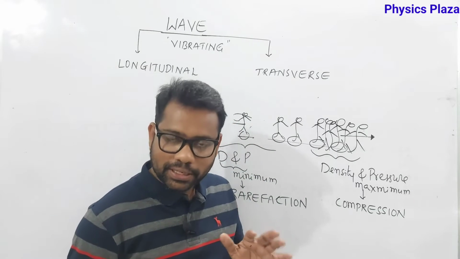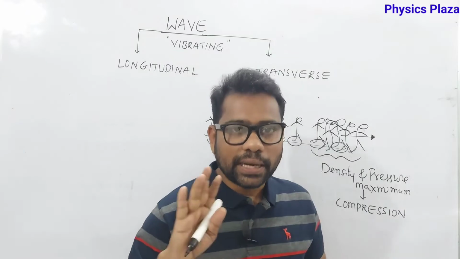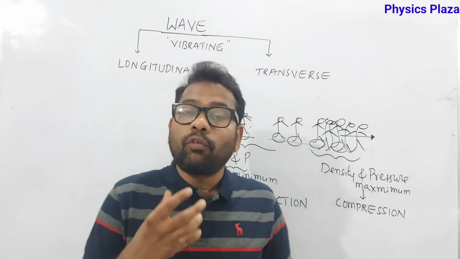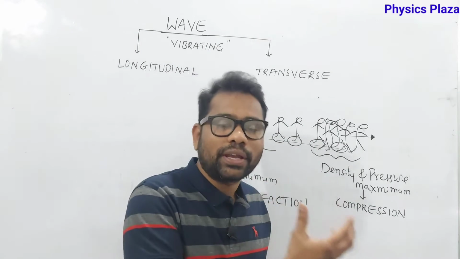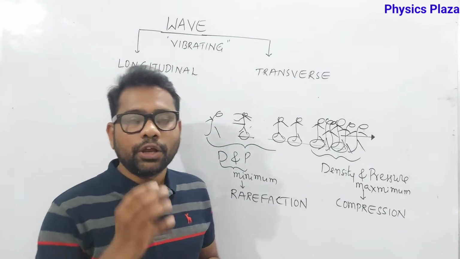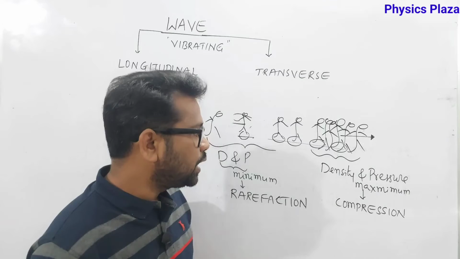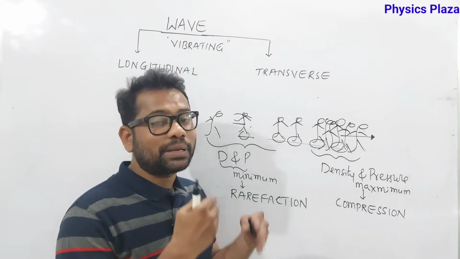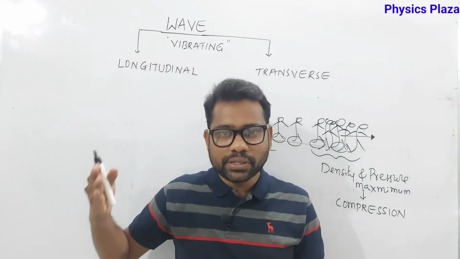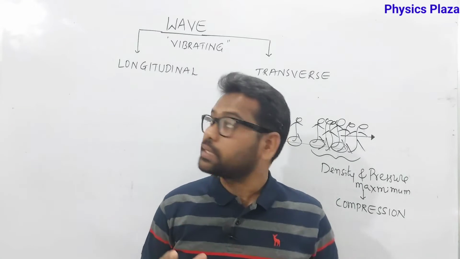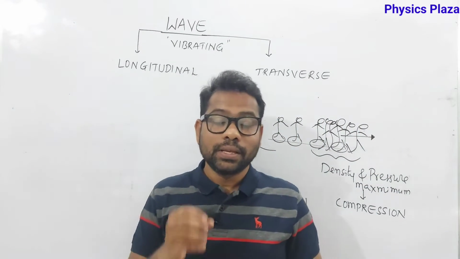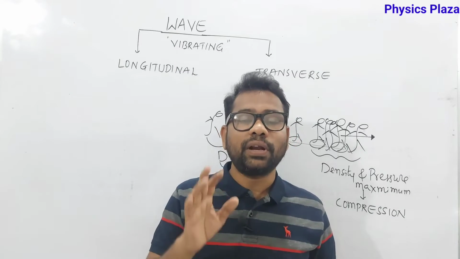Am I clear? Fine. Let us recall once again. What is a longitudinal wave, children? The wave in which particles of the medium vibrate parallel to the direction of propagation of the wave is called a longitudinal wave. And the very important thing is that during the propagation of a longitudinal wave, compressions and rarefactions are formed simultaneously. Compression, rarefaction, compression, rarefaction. And what is the best example for a longitudinal wave, children? Sound in air.